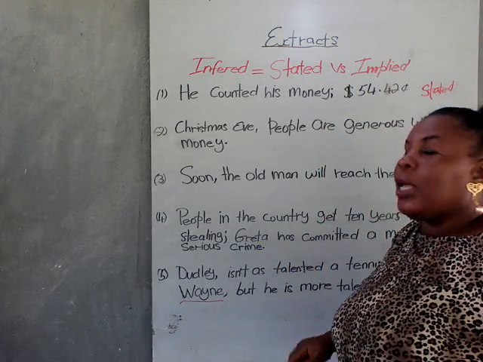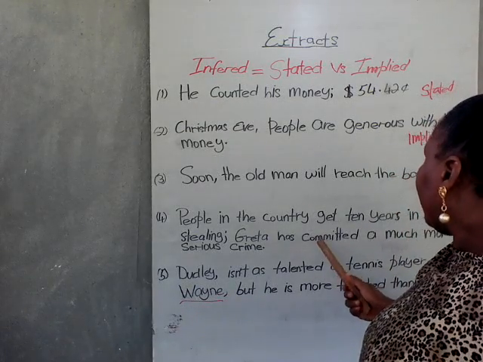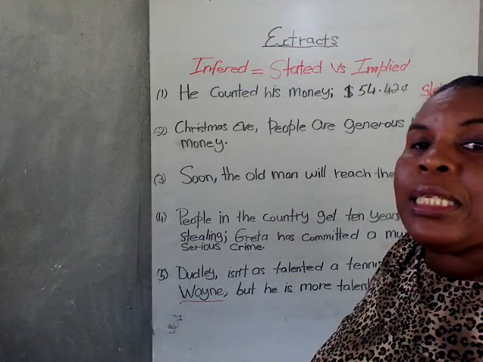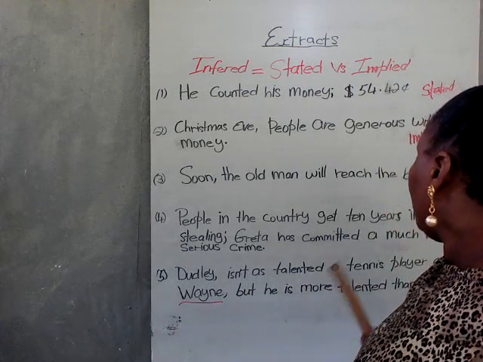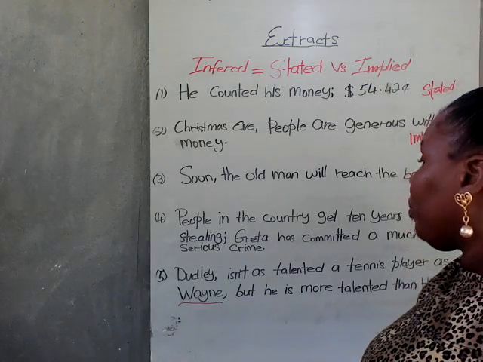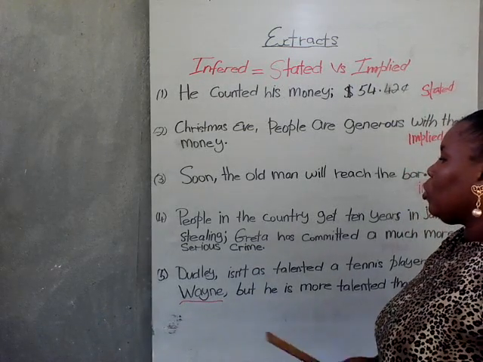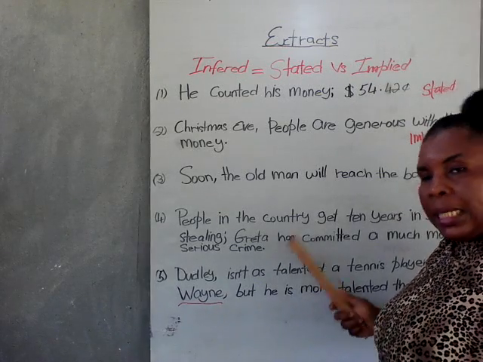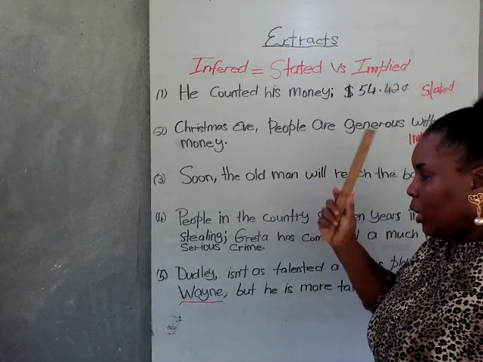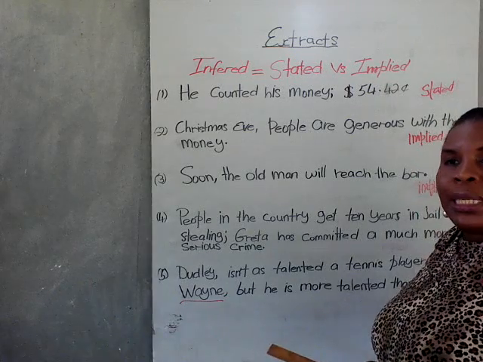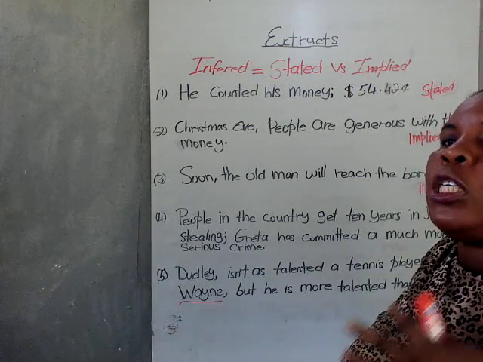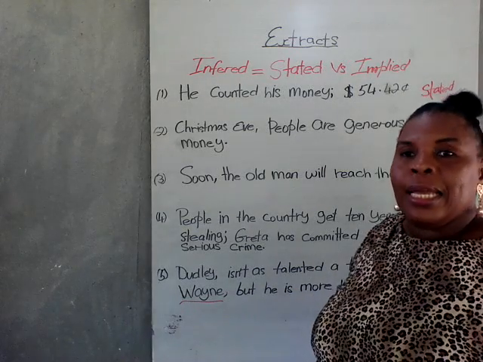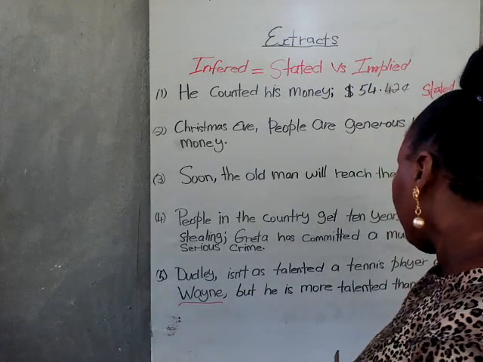And the next conclusion that we can draw is that, because she has committed a much more serious crime, she will be getting many more years. She will get more than 10 years in jail or prison or wherever they're sending her. She has committed a much more serious crime than stealing, and people who steal in the country get 10 years. So we know that she's in the country, and we know she has committed a much more serious crime, so right away we can imply that she's going to get more than 10 years.